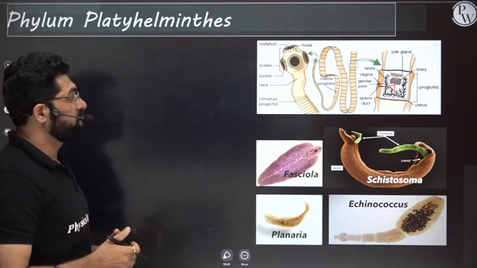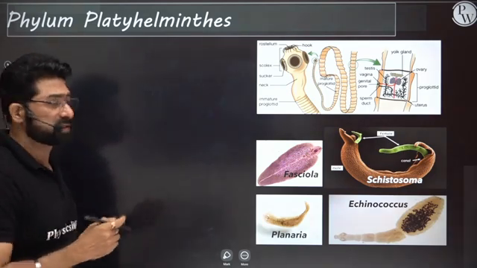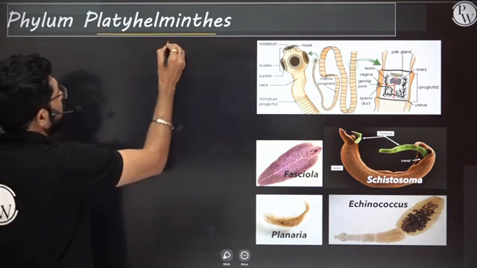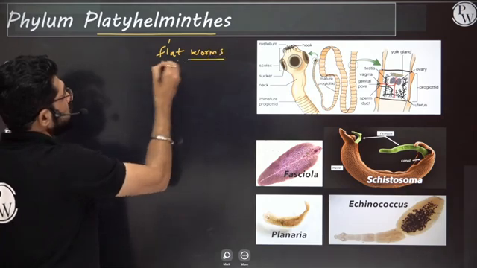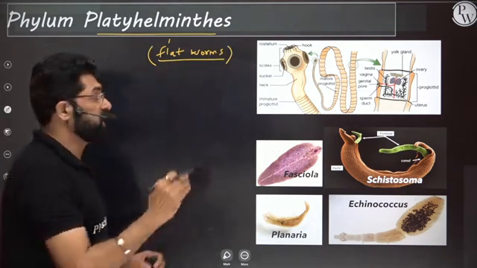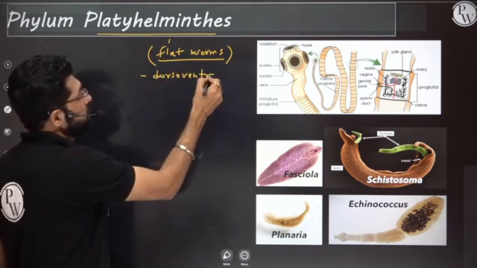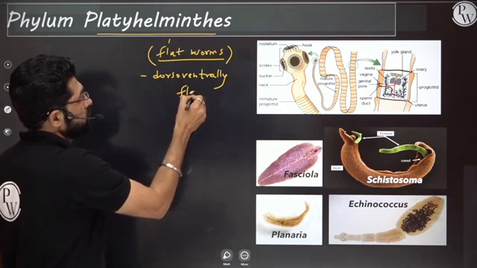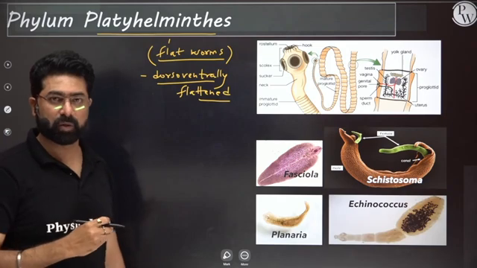So let's continue with the phylum, that is Platyhelminthes. Platyhelminthes are commonly called flatworms. They are dorso-ventrally flattened. Please write down. Dorso-ventrally flattened. Is it okay?